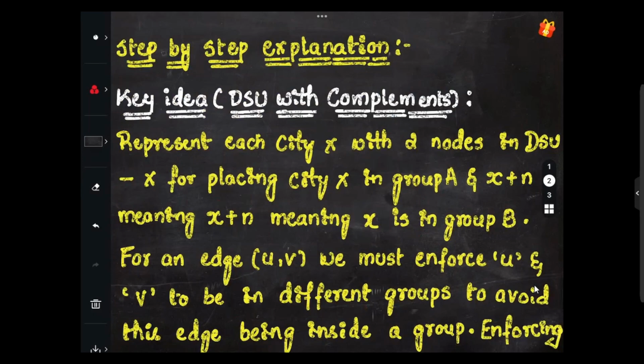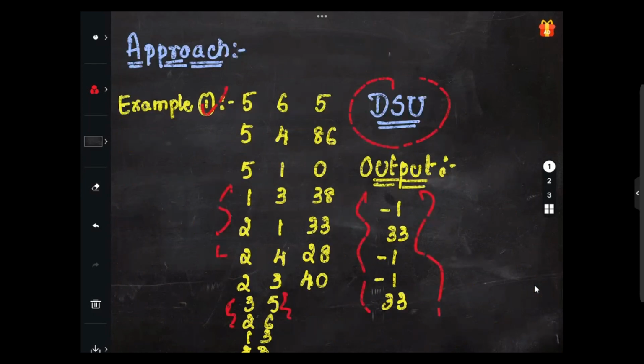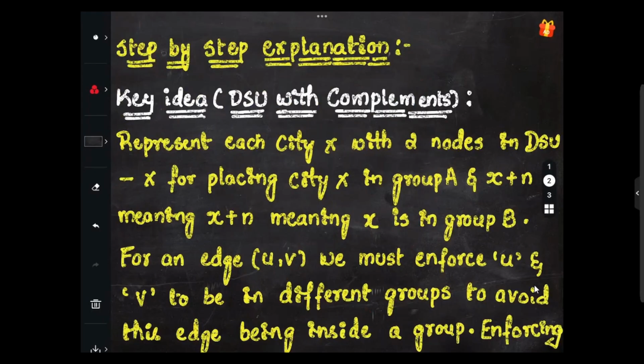Let's go with a step-by-step explanation, right? I just want to tell you one thing, that we will be making use of the DSU, or the disjoint set union, with path compression to solve the problem. Or what we also call union find. So let's discuss the key idea first: DSU with the complements.